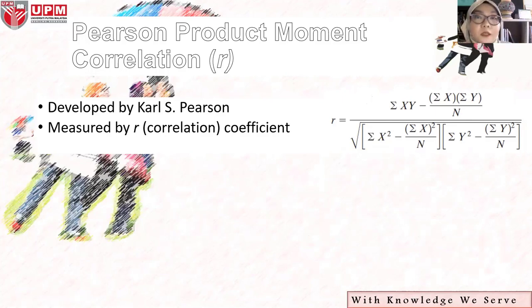So the Pearson product moment correlation, this is the brief on PPMC. It is designated by R, the correlation coefficient, and was developed by Karl S. Pearson. It is measured by the R value, which is the correlation coefficient. On your right side is the equation for Pearson product moment correlation, which you have already learned during your statistics class, I'm sure.